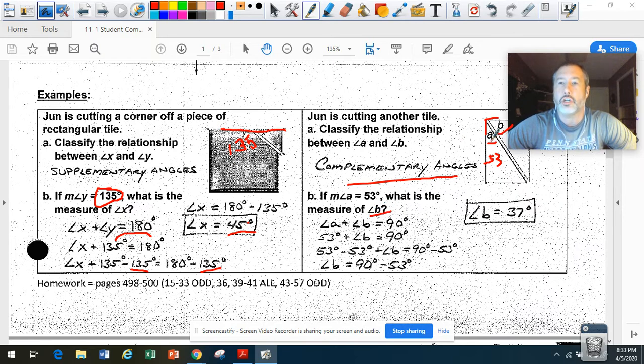Well, we know the measurement of angle A plus the measurement of angle B equals 90 degrees because they are complementary. So I take angle A, which is 53 degrees, plus the measurement of angle B, which we don't know, and set it equal to 90. Well, this is a positive 53 degrees. I'm going to subtract 53 degrees on both sides. So the measurement of angle B is 90 minus 53 degrees. So we get the measurement of angle B to be 37 degrees. Okay, very good so far.